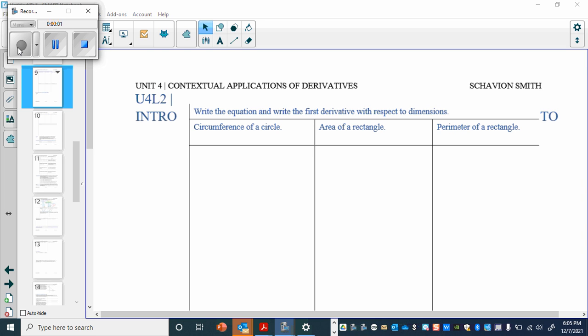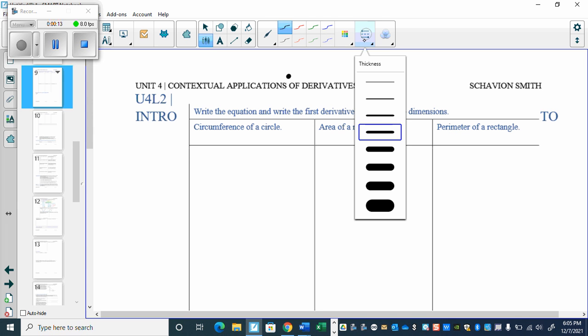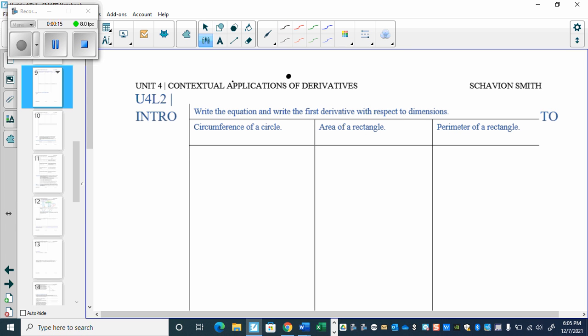Lesson two. Just an introduction to related rates. The first thing we want to do: there are several different ways to find the entryway to this. What we're used to doing is, for instance, looking at the circumference of a circle. It's just 2 pi r.